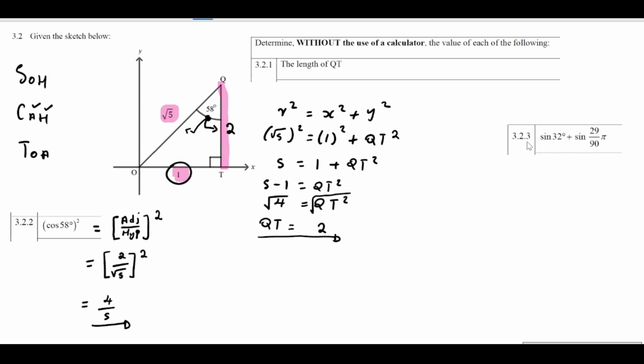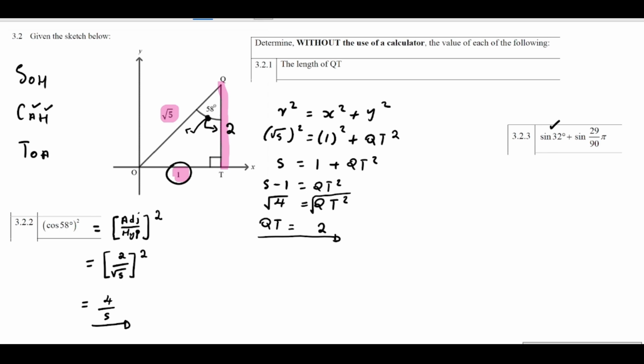Now 3.2.3, they say the sine of 32 plus 29 divided by 90 pi. Okay, do not panic when you see this one, but let's solve this one out.